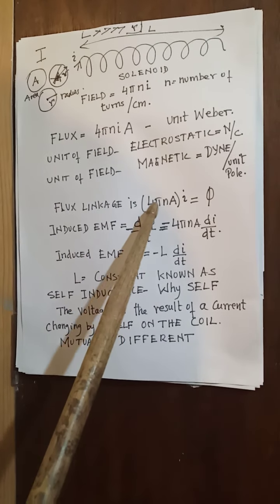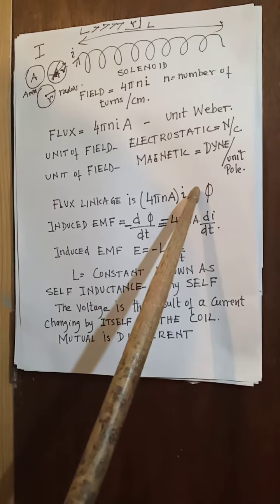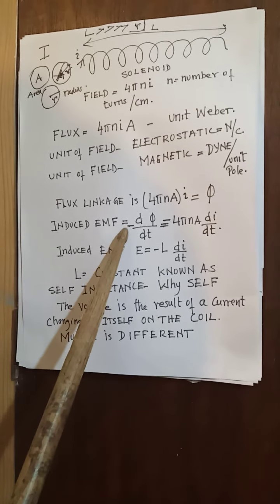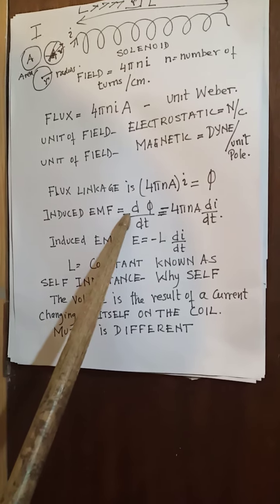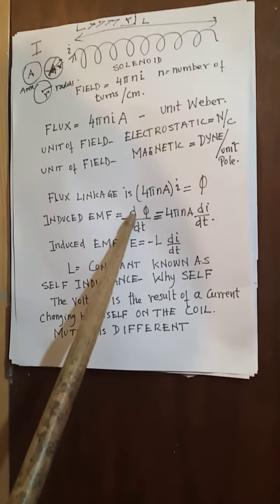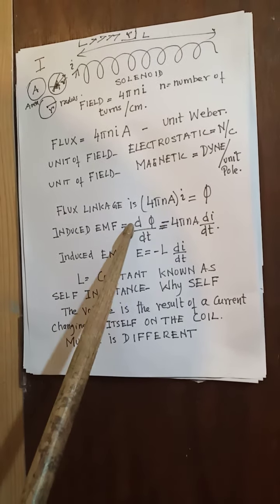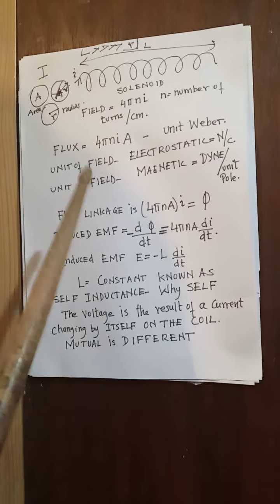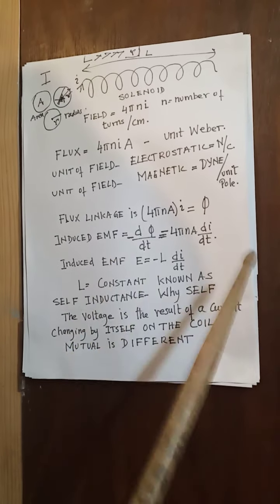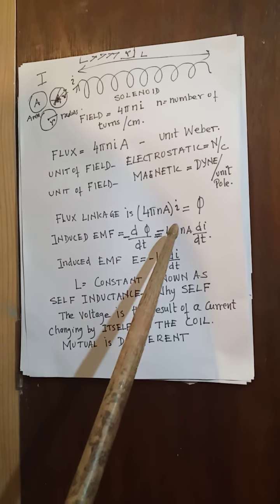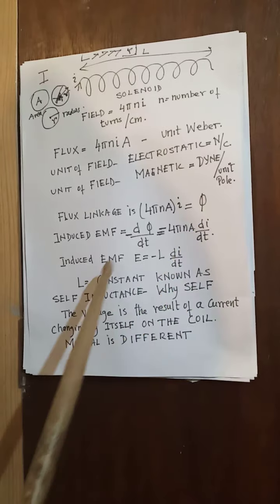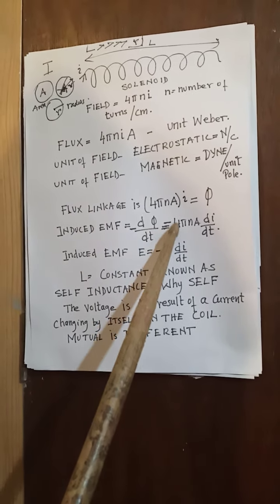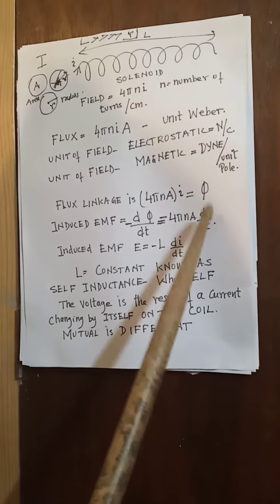Flux linkage is 4 pi NAI. So let us put the symbol phi. Induced EMF is minus d phi by dt. And minus is not a mathematical thing. Minus in physics means the induced EMF is opposite to the voltage that made the current flow. So we get 4 pi NA di by dt. Induced EMF E is minus L di by dt. So L is a constant, 4 pi NA.